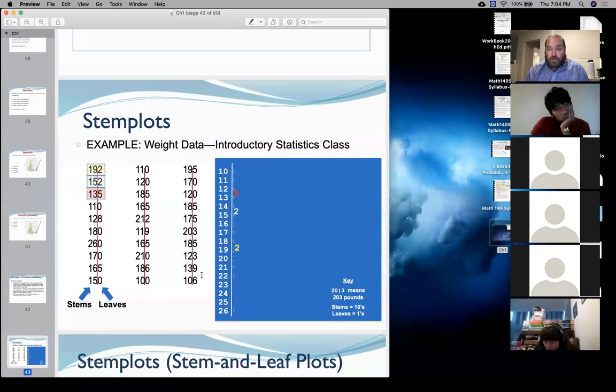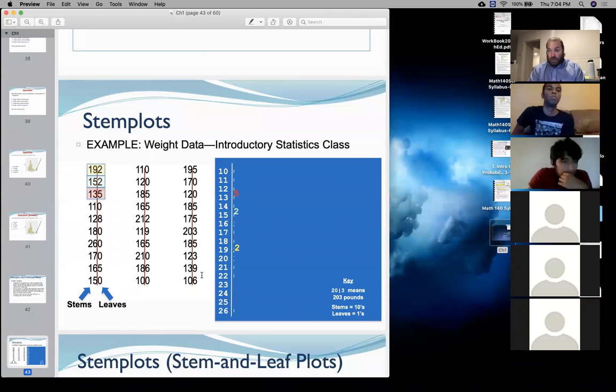So when you look at all 30 data points, what are the smallest first 2 digits? On the 3 columns of data on the left side, what are the smallest of the first 2 digits for all of those 3 columns? 10. It occurs in the bottom of the middle column, right? And what is the biggest of the first 2 digits for all 30 data points? 26.